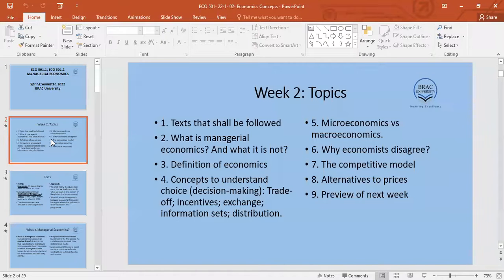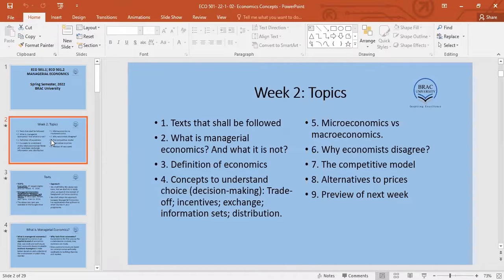In 502, you will confront another course which is titled macroeconomics. So what's the difference between the two? We'll discuss a little bit. Then we'll discuss why economists disagree and what type of attitude we'll take in this course.